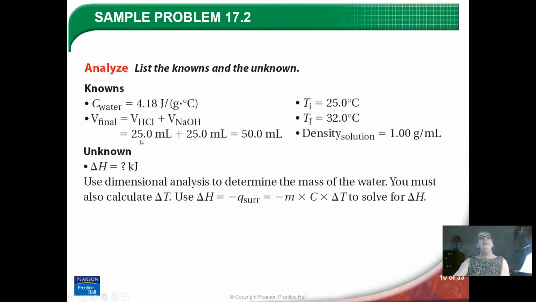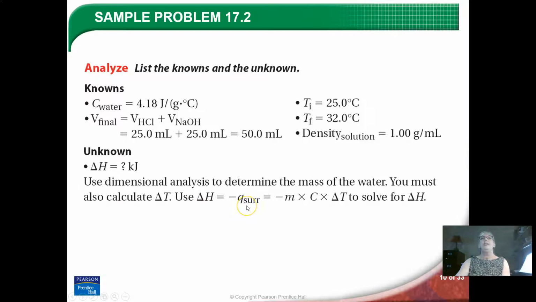We added 25 mL of the acid and 25 mL of the base, so we have a total volume of 50 milliliters, which is the same thing as 50 grams because of that density. We have a temperature change starting at 25 and going to 32. We always go 32 minus 25 to get that delta T. Okay? And we're going to use the formula.